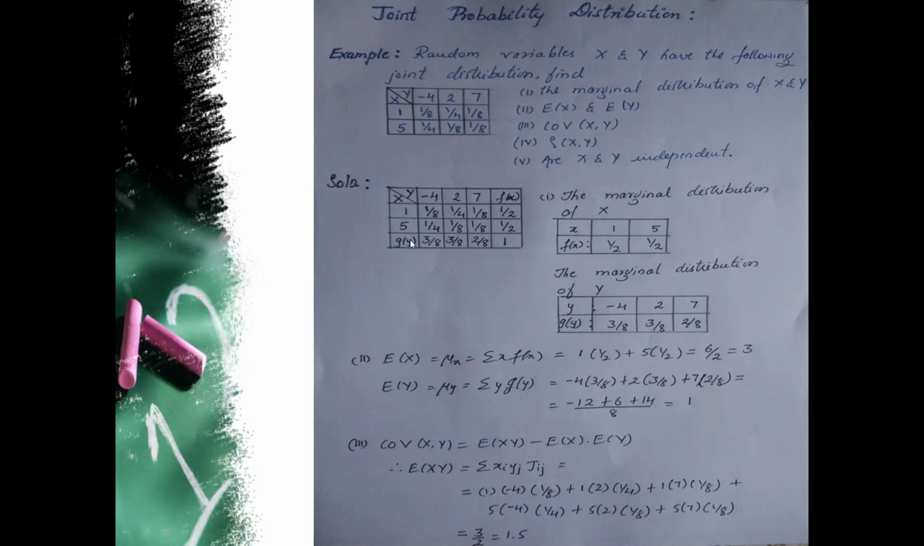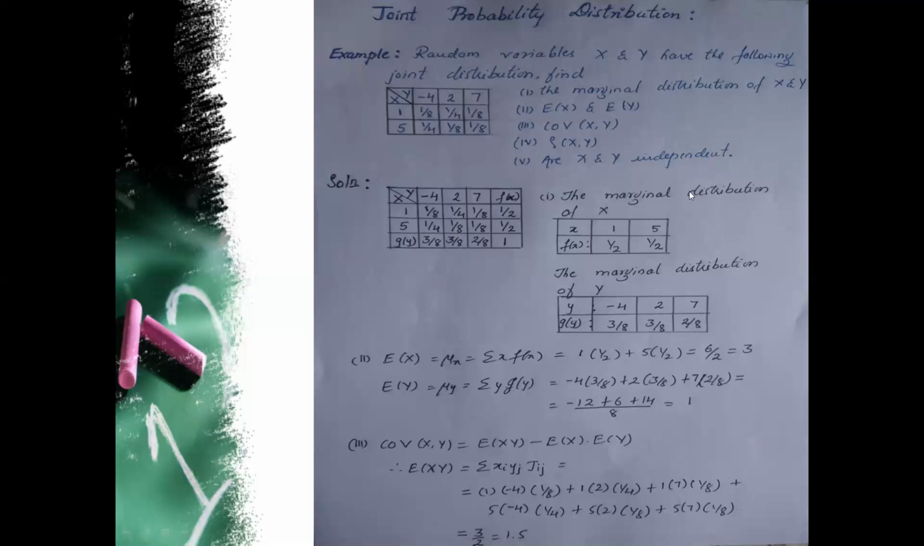Now here g of y, the last row, is the probability that y will take the values yj. Probability that y will take the value minus 4 is the sum of these two values above it, so we'll have 3 by 8. The probability that y will take the value 2, add these values, it is 3 by 8. Again add these values, it is 2 by 8. Now these are what we call the marginal distributions.